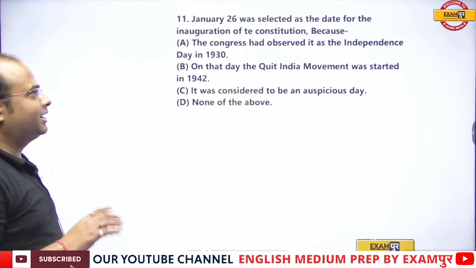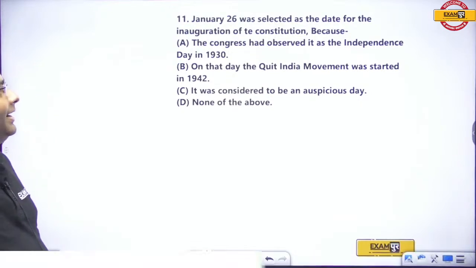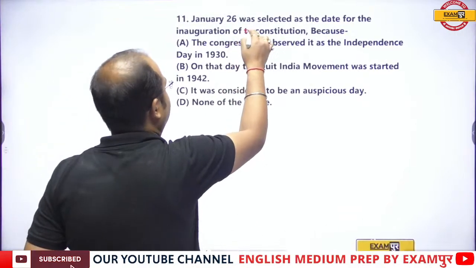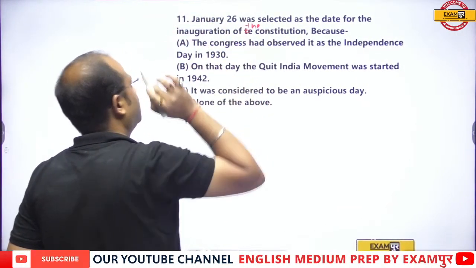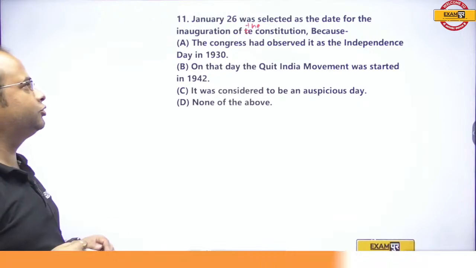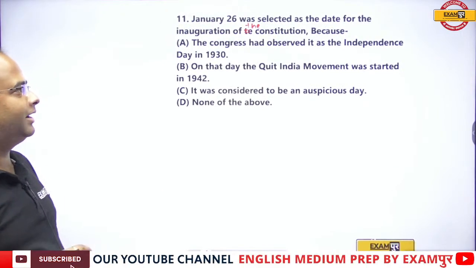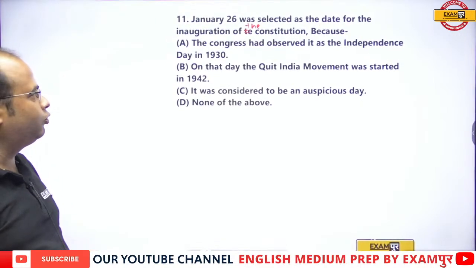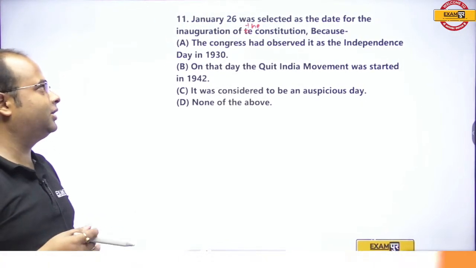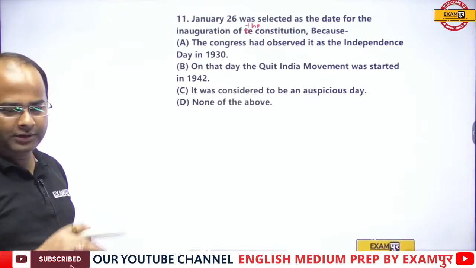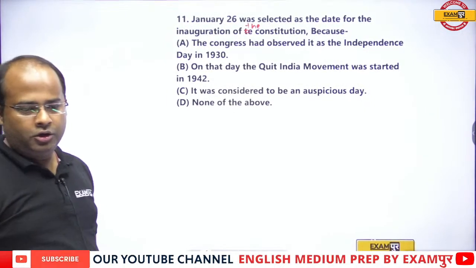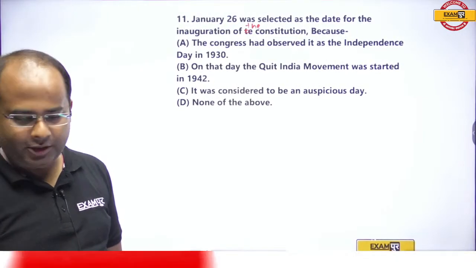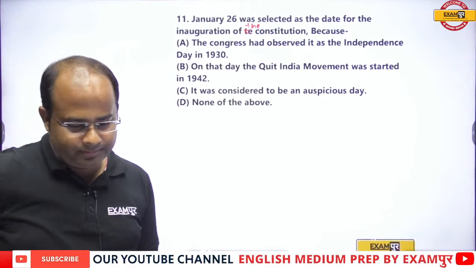Now 26 January was selected as the date of inauguration of the Constitution, or implementation of the Constitution, because Congress had observed it as Independence Day in 1930. On that day the Quit India movement started. It was considered to be an auspicious day, or none of the above. So why was 26 January selected as the date to implement the Constitution?